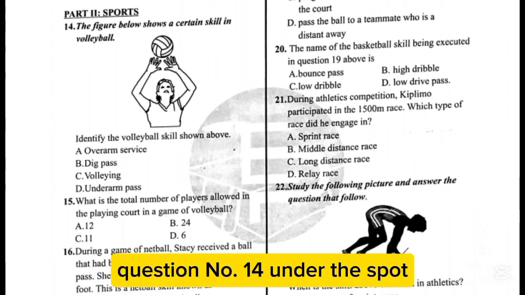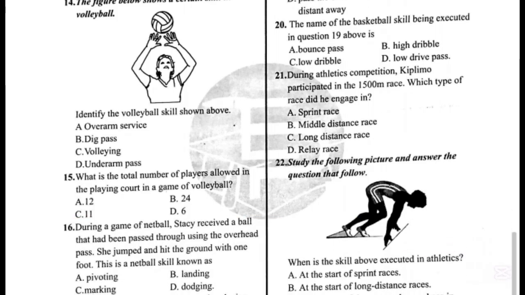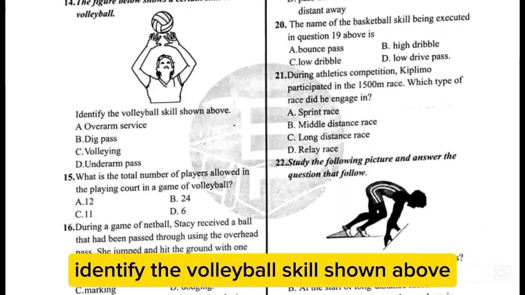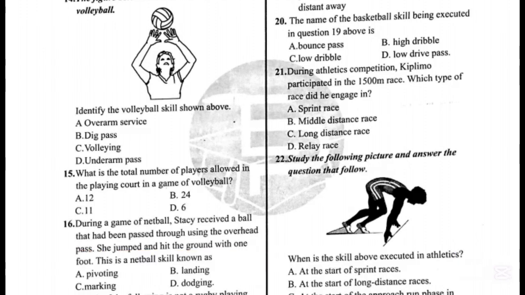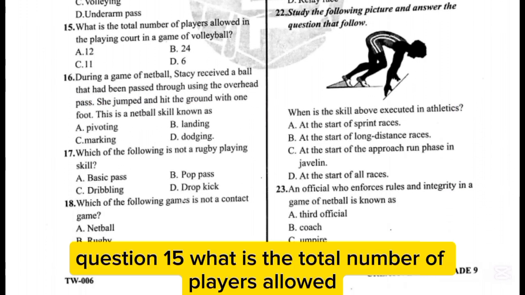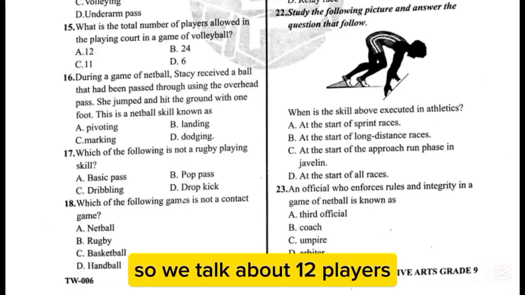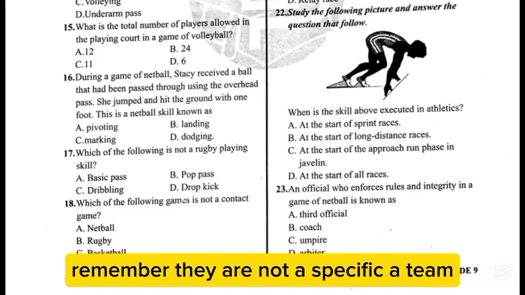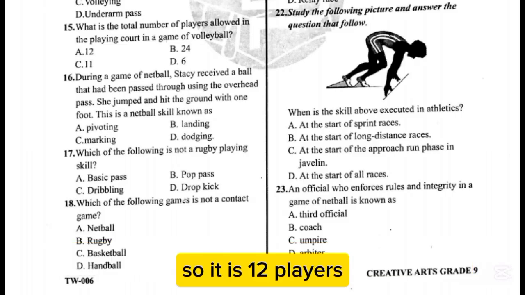Question number 14. The figure below shows a certain skill in volleyball. Identify the volleyball skill shown above. So that one is volleying skill. Question 15. What is the total number of players allowed in the playing court in a game of volleyball? So we talk about 12 players. Remember, they are not specific to a team, it's general. So we are talking about all the teams, so it is 12 players.